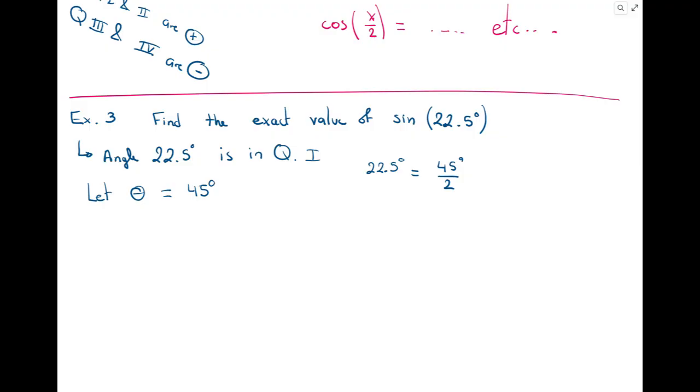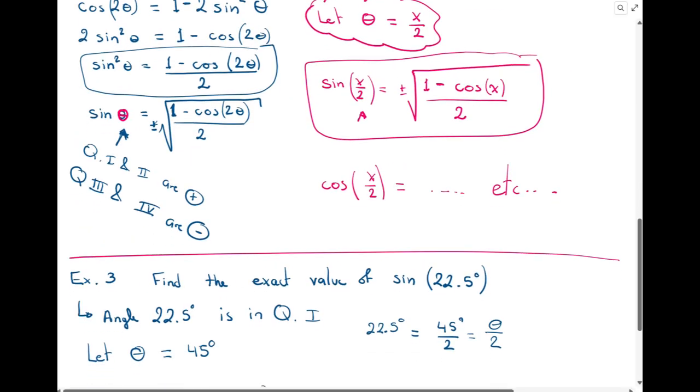Okay, so we're going to say sine of 22.5 is equal to, if this is theta, I'm going to say that's my theta divided by 2, right? We said we let theta be 45, right? So that will be theta divided by 2. So this is going to be equal to the sine of theta divided by 2.